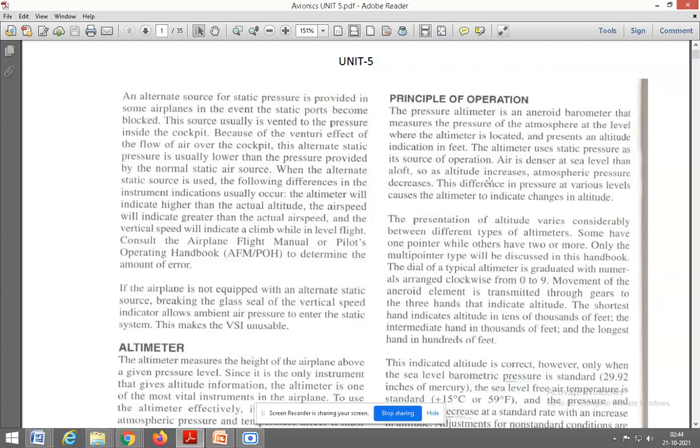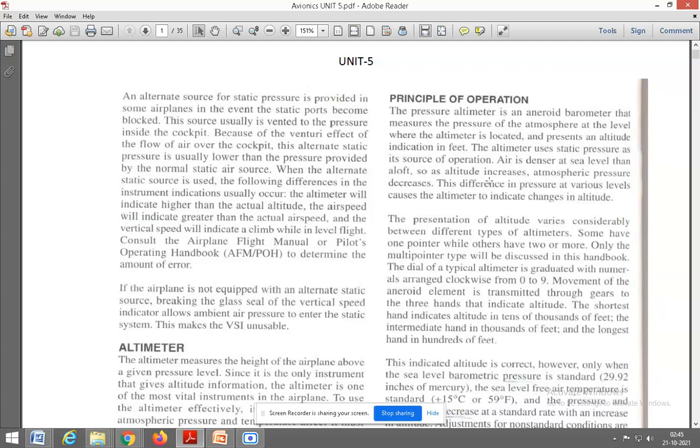So when the alternate static source is used, the following differences in the instrument indication usually occur. So if you use the alternate static source, you have to modify some indications in the instrument. The altimeter will indicate higher than the actual altitude. The altimeter is used for measuring the height of the aircraft from the ground, so this altitude will be measured differently, somewhat greater than the actual altitude.